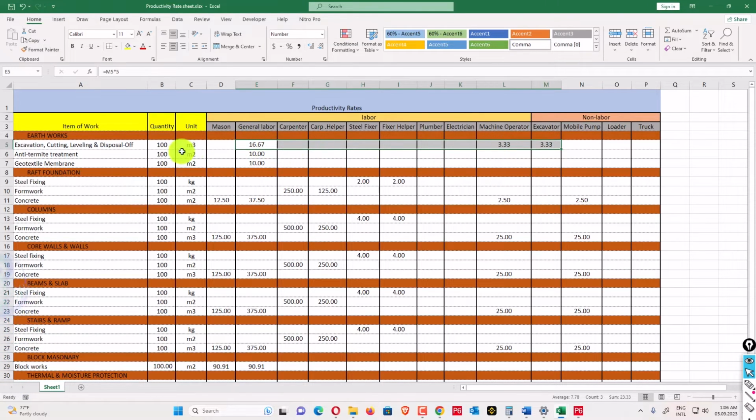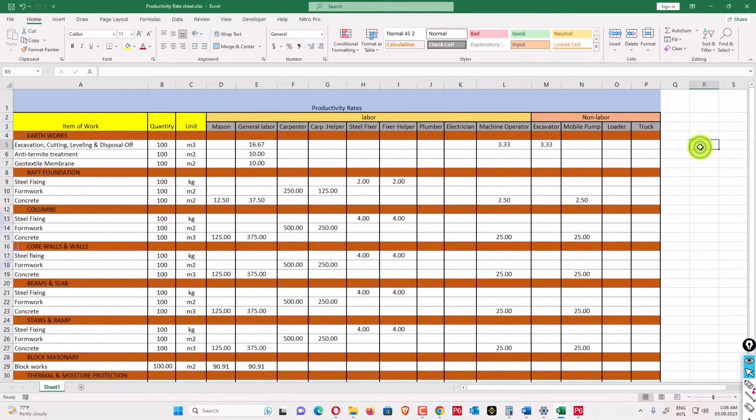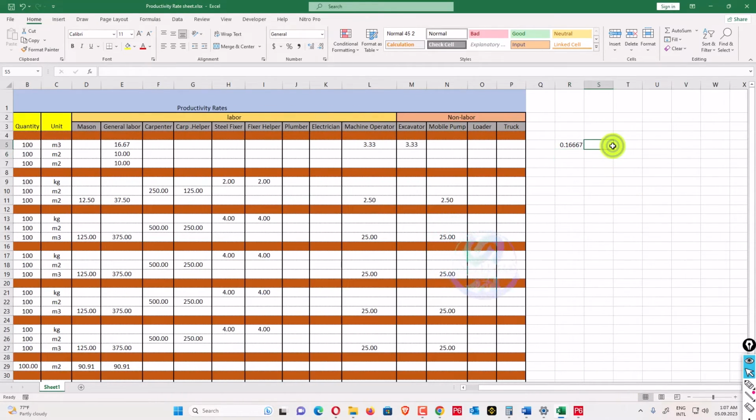So if it is 16.67 for 100, what will it be for 200? If we divide 16.67 by 100, we get 0.1667, which is for one cubic meter. If we have 200 cubic meters, we multiply by this one, because it's hours per quantity. So we have 33.33.